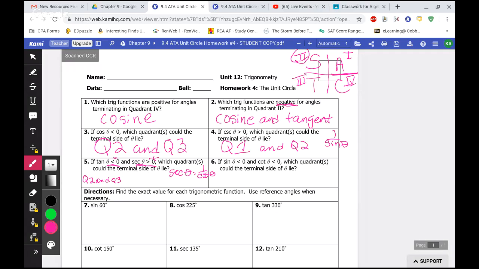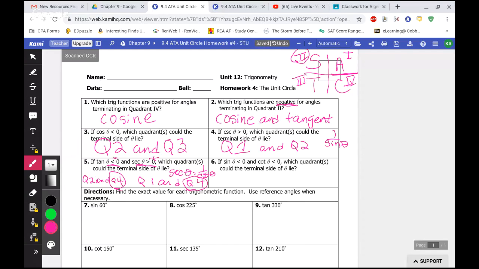I think tangent's negative in quadrants 2 and 4. Oh, bless you. You're right. I knew I did something wrong. I put down where it was positive instead of negative. Thank you for helping me out. And that helps me now. Cosine is positive in quadrant 1 and quadrant 4. So we have to look at what is the only quadrant they both have in common, which is quadrant 4. And so that's your final answer: quadrant 4.